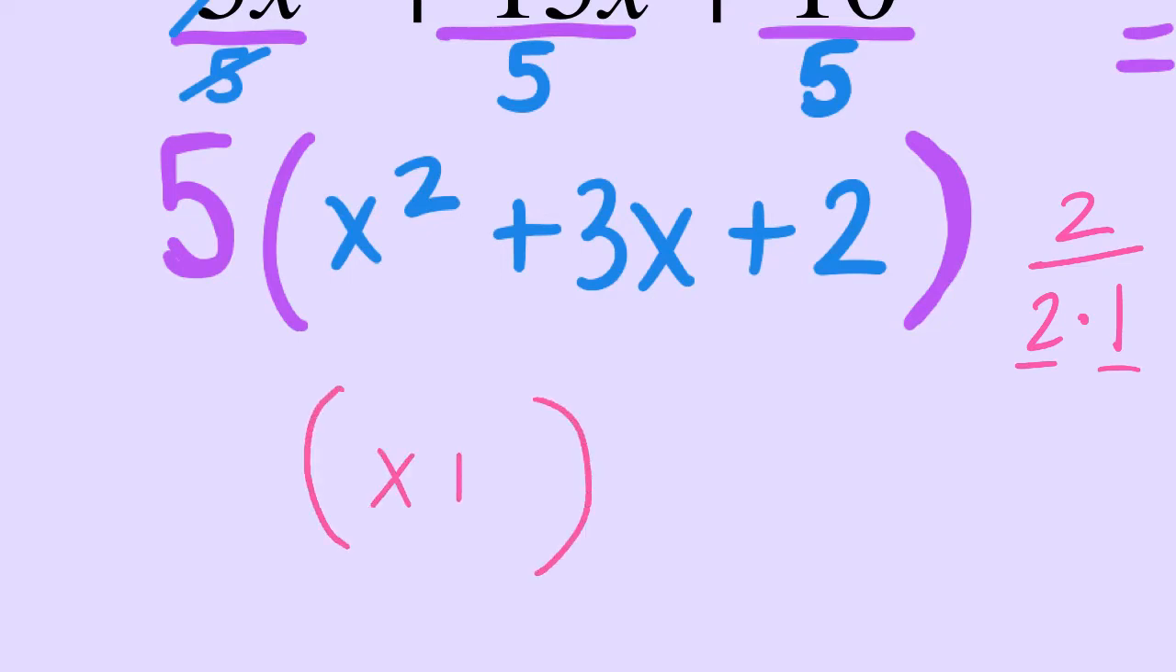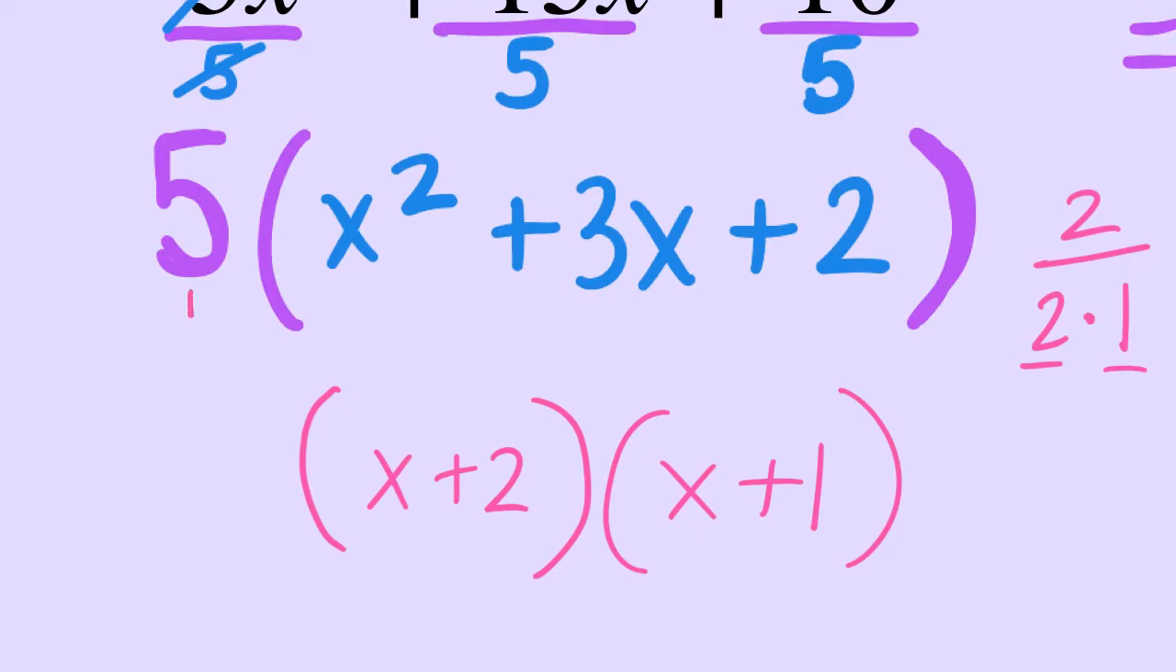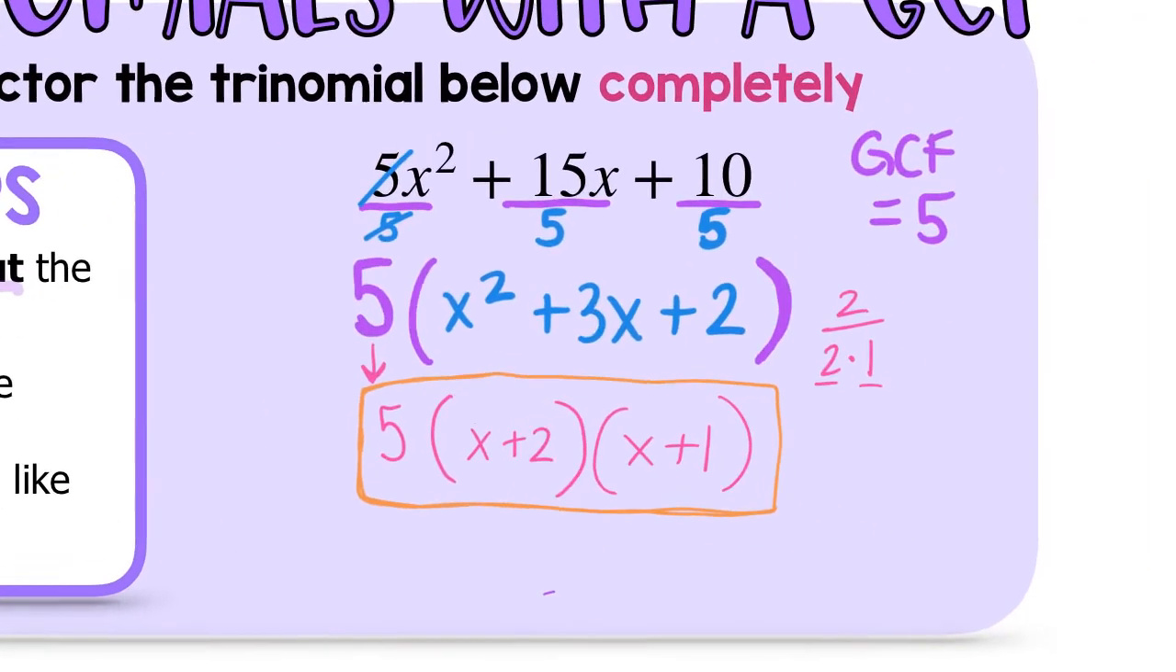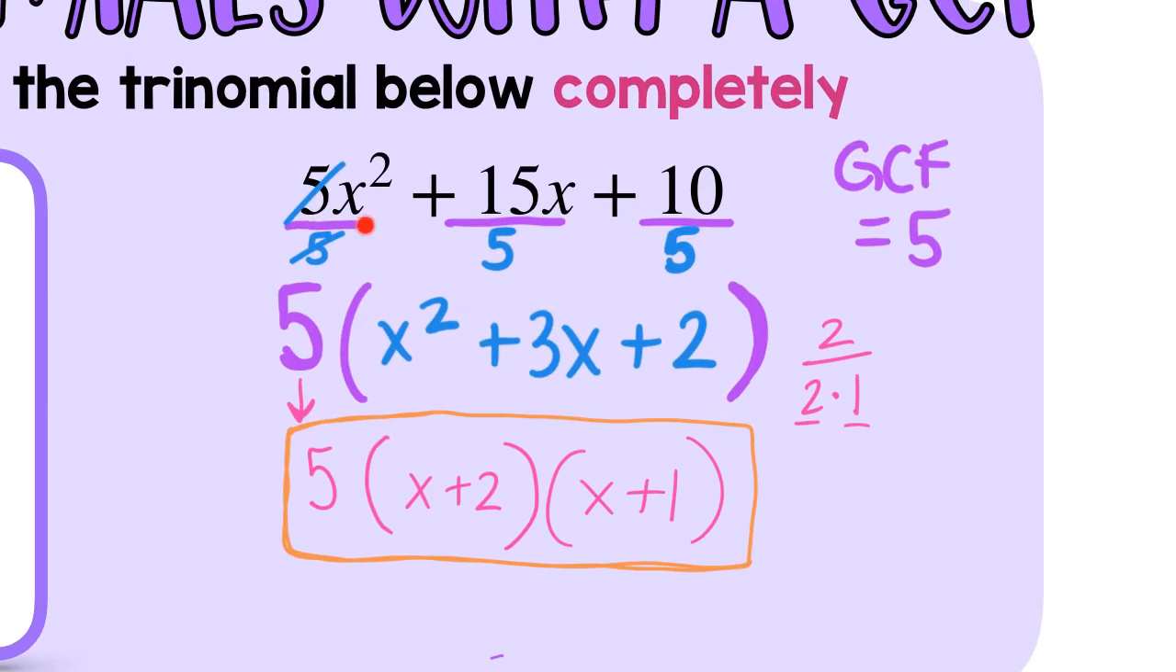So we would go ahead and write out our factors. So x plus 2 times x plus 1. And then the only difference is, because this 5 was already factored out, we also have to bring that down and keep it on the outside. So this right here is the final answer. This would be the completely factored form. So in this case, we actually have 3 factors. This trinomial has 3 factors. It has the 5 on the outside, it has x plus 2, and x plus 1.